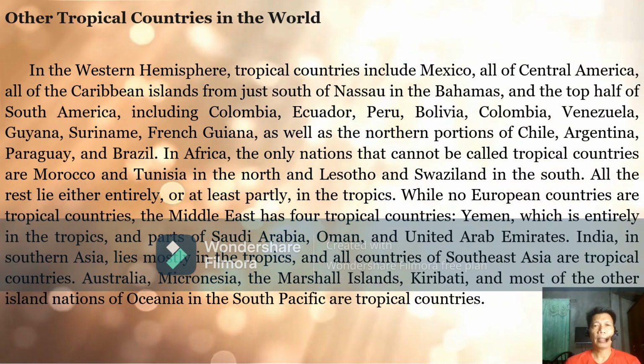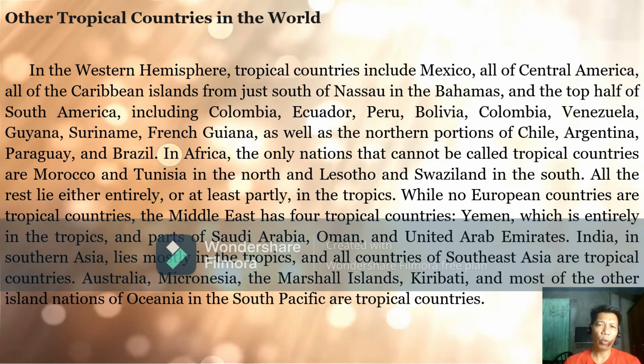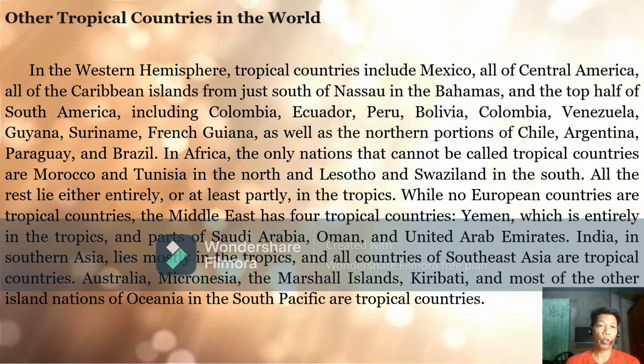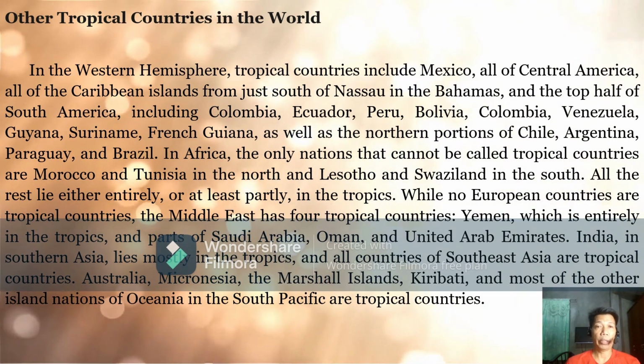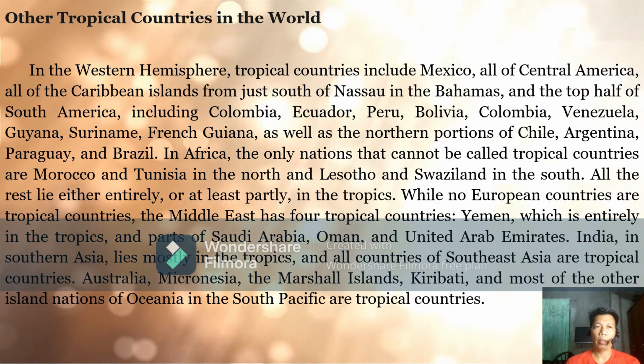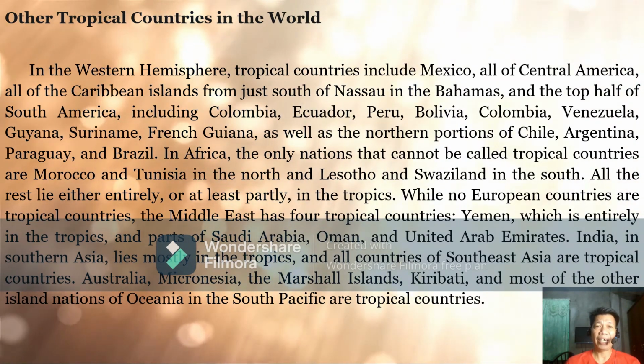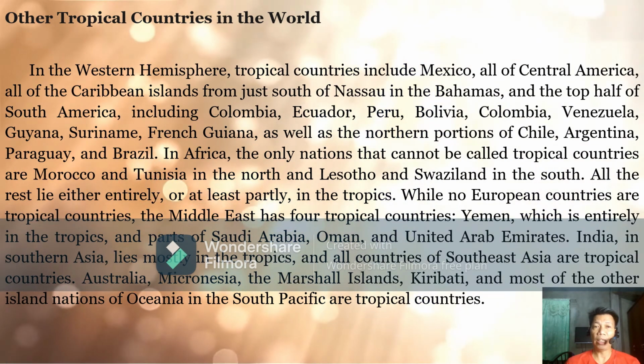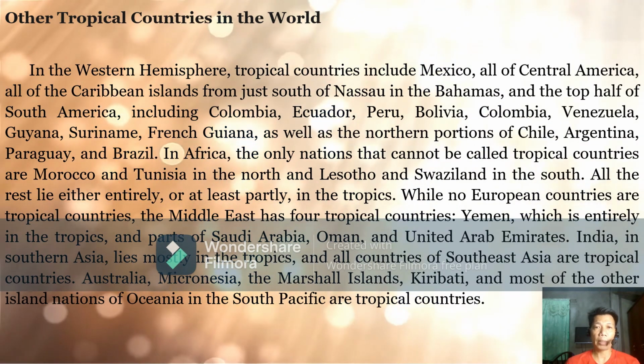In Africa, the only nations that cannot be called tropical countries are Morocco and Tunisia in the north, and Lesotho and Swaziland in the south. All the rest lie either entirely or at least partly in the tropics.